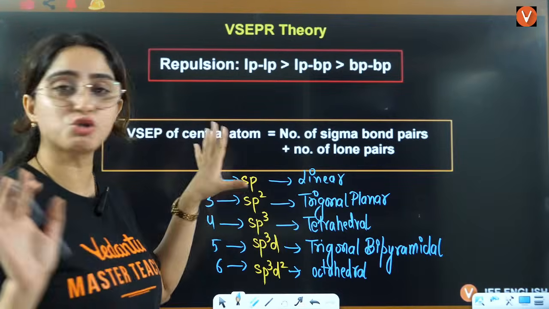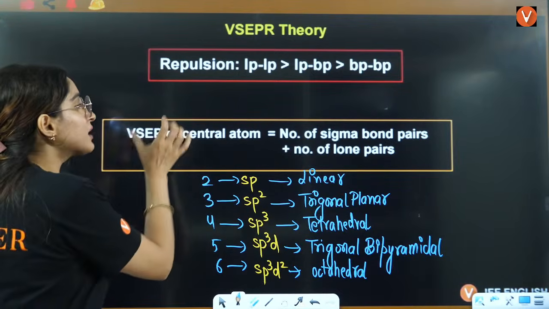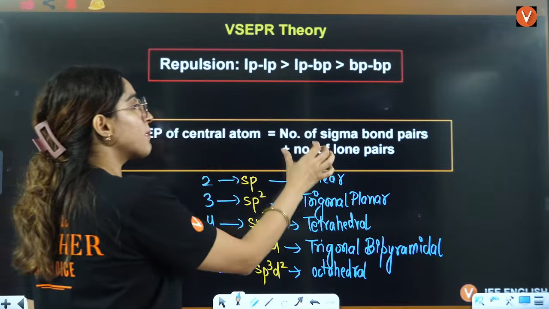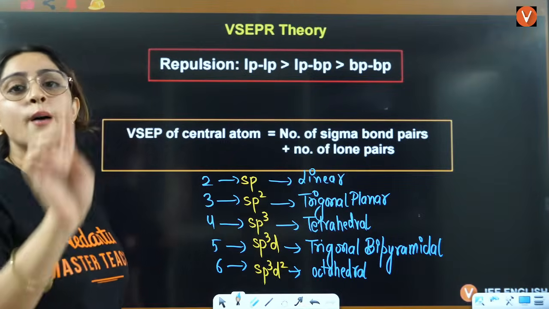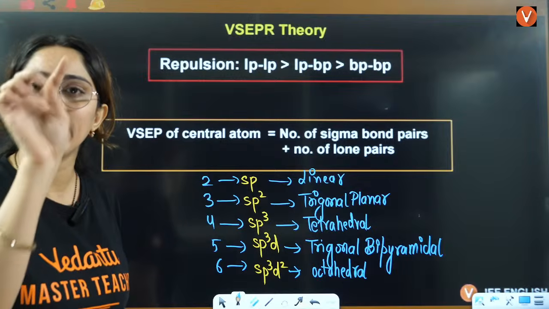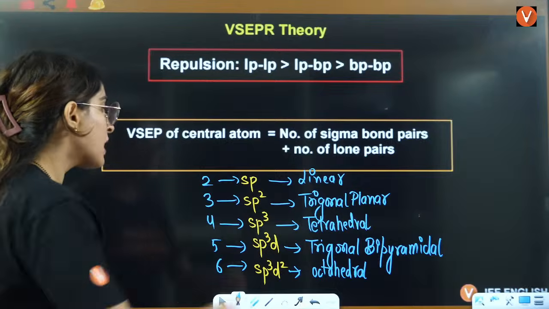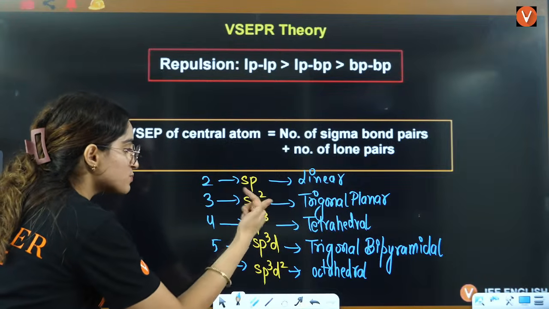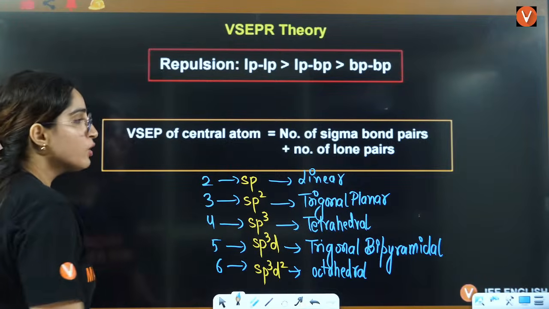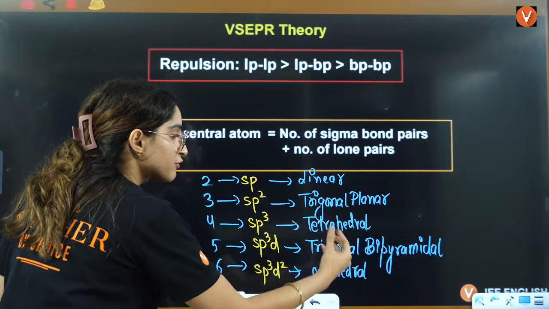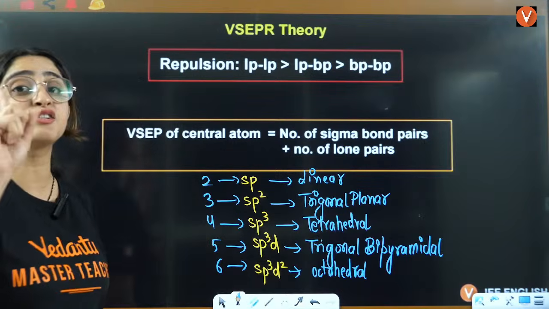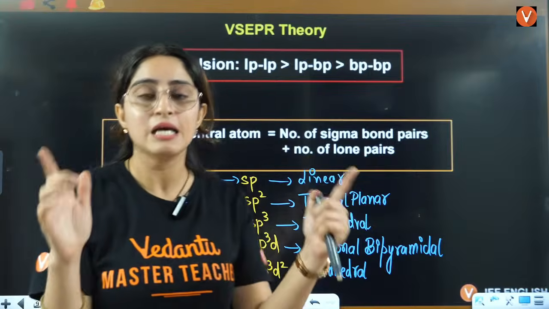This one that you should remember, that steric number is equal to number of sigma plus lone pair. Pi bonds are not included in the steric number, only sigma plus lone pair. Then 2, 3, 4, 5, sp, sp2, sp3, sp3d, sp3d2, linear, trigonal planar, tetrahedral, trigonal bipyramidal, octahedral. This should be in your brain, right?